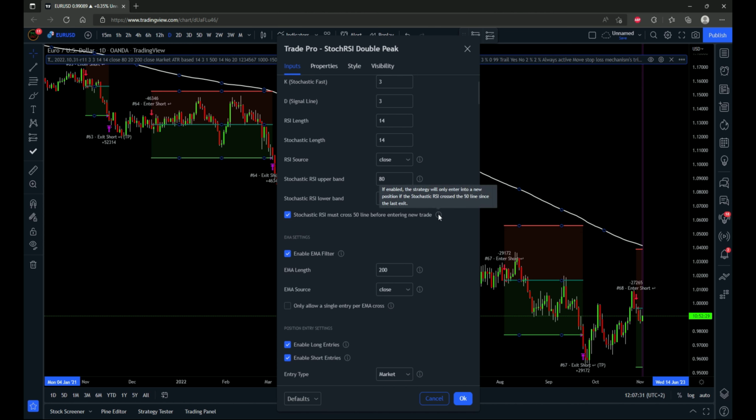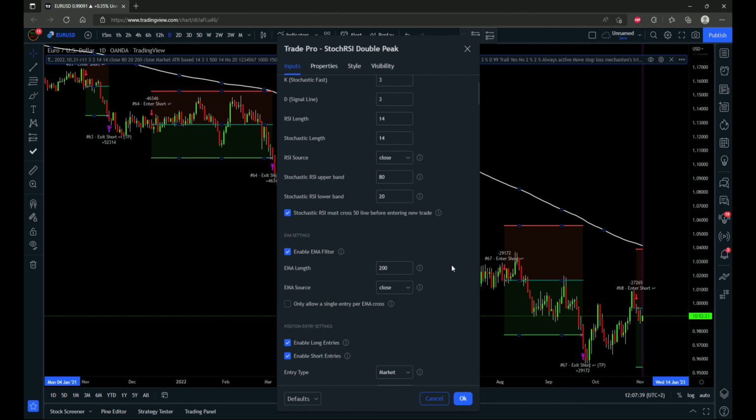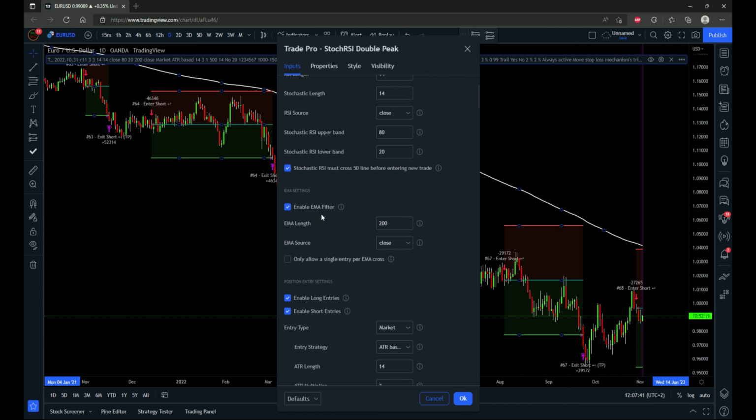So if enabled, the strategy will only enter into a new position if the stochastic RSI crossed the 50 line since the last exit. Then we have the enabling of the exponential moving average filter. So you can actually just turn it off altogether, or you can use this as a trend direction filter. And that essentially just means if the price is below the EMA of your choice, in this case, the default is 200, it will only enter into short positions. And if the trend direction is up, so price is over your EMA, then it's only going to give buy signals or enter into long trades.